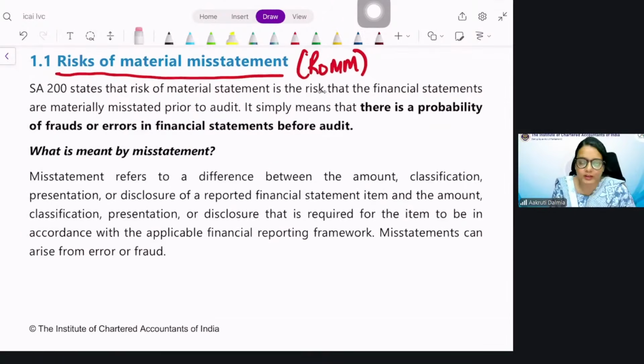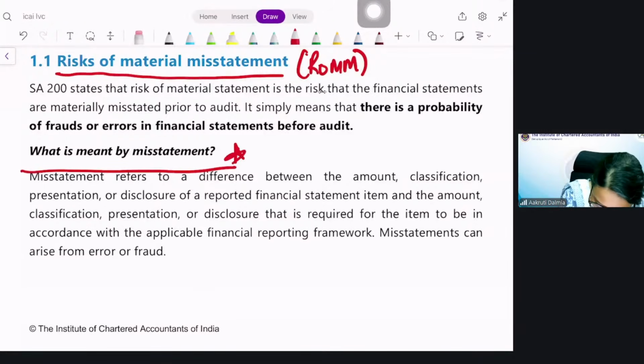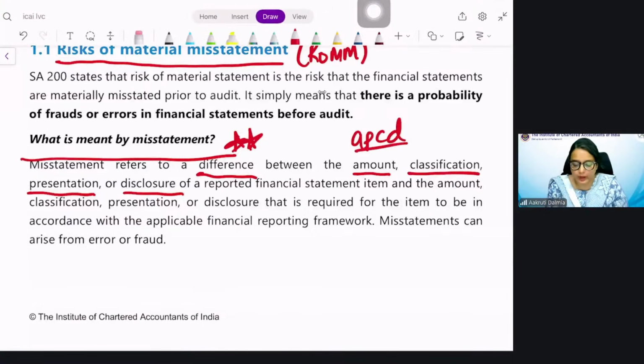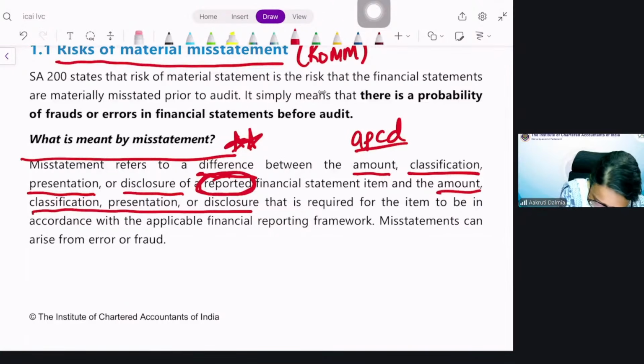So let's come to risk of material misstatement. What is a misstatement? Please mark it as important. Misstatement refers to the difference between amount, classification, presentation, disclosure: APCD. The amount, classification, presentation, or disclosure that is reported in a financial statement, and the amount, classification, presentation, and disclosure that is required. Remember these words, reported and required, for the amount to be as per the applicable financial reporting framework.